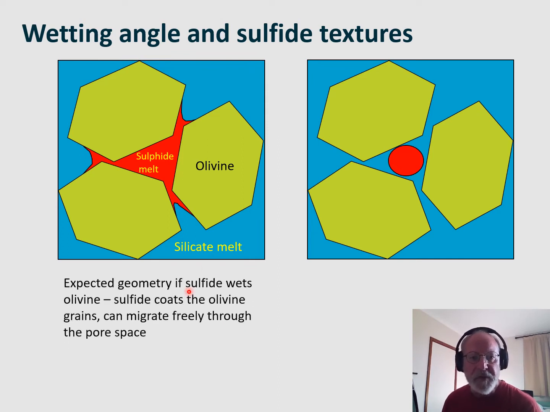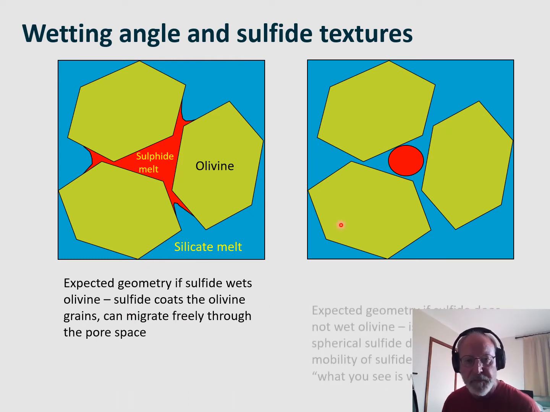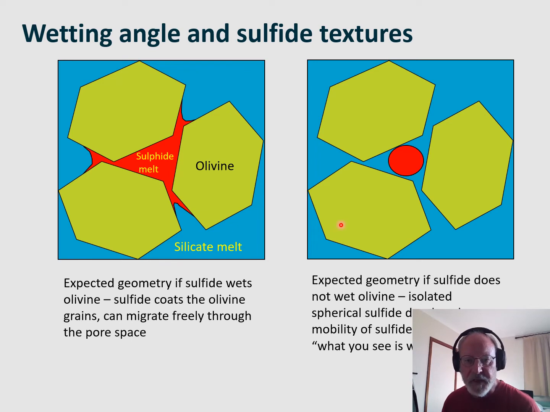So if the sulfide likes to wet the olivine, the wetting angle is low, so sulfide is wetting, then what you'd expect to happen is that the sulfide will coat the olivine grains. You'll get textures that will look like this. And in that case, if you've got all of these phases together, the sulfide will just happily run in between the olivine crystals, and sulfide will be able to migrate freely through the pore space between the olivine grains. On the other hand, if the sulfide doesn't like to wet the olivine, then what it'll tend to do is form little beads, form little droplets, and it'll get stranded in the pore space in between the olivine crystals.